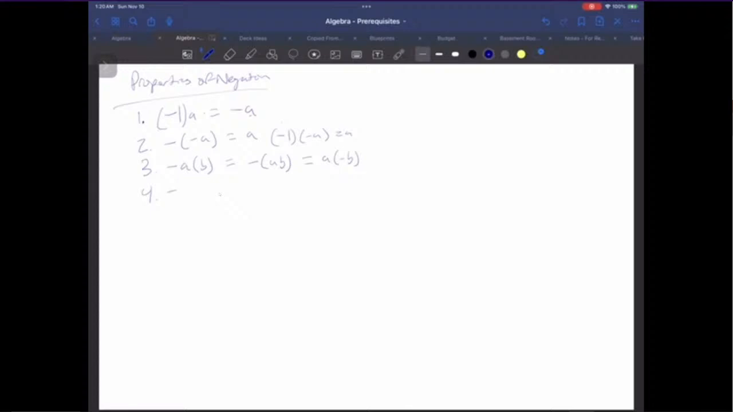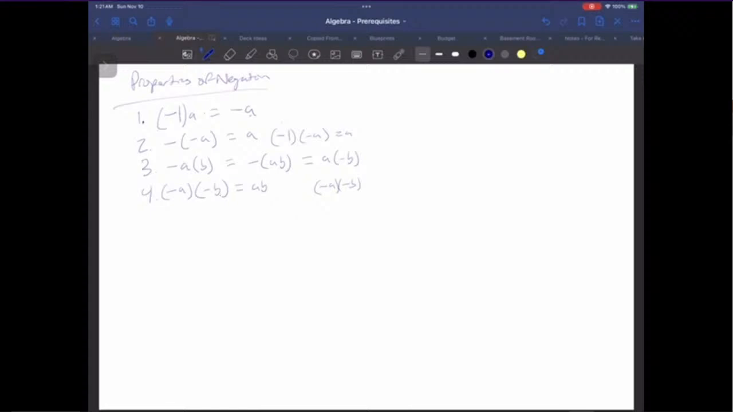Negative a, for number 4, times negative b is equal to ab. Why does that work? Because I can commute the negative 1s that are part of those. Look at property number 1. Negative a is equal to negative 1 times a. If that's the case, then I can say that negative a times negative b. And here, again, here's like tricks. This is why algebra is interesting but also tricky.